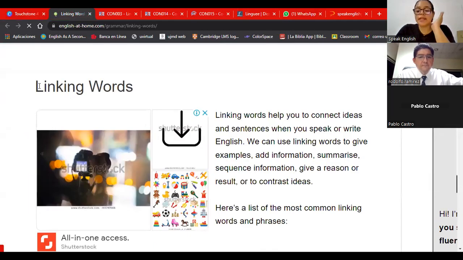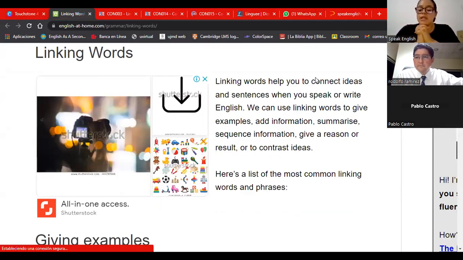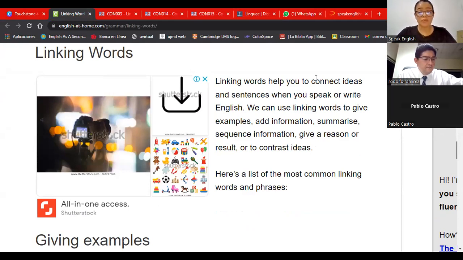Okay, linking words. Let's learn about linking words. I'm going to read this information. Linking words help you to connect ideas and sentences when you speak or write English. We can use linking words to give examples, add information, summarize, sequence information, give a reason or result, or to contrast ideas.